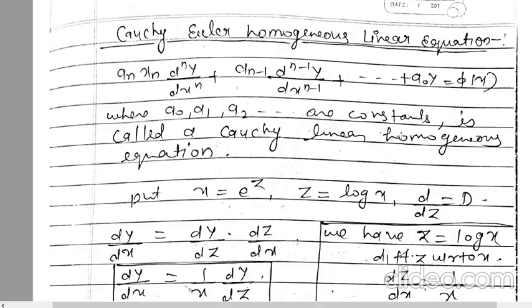So what is the Cauchy-Euler homogeneous linear differential equation? Guys, a_n x^n d^n y upon dx^n, that means the nth order derivative, plus a_(n-1) x^(n-1) d^(n-1) y upon dx^(n-1), plus and so on, a_0 y is equal to phi(x), right? So this is your Cauchy-Euler linear differential equation, where a_0, a_1, a_2 and so on, and a_n are the constants, right?